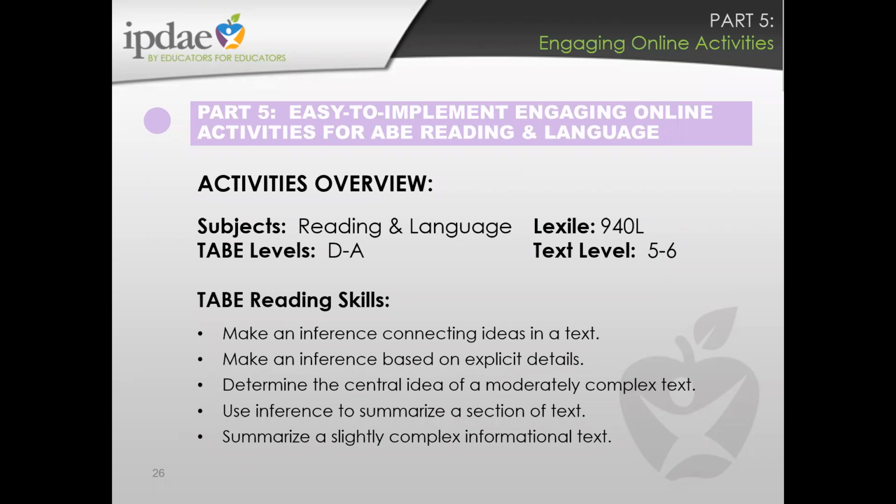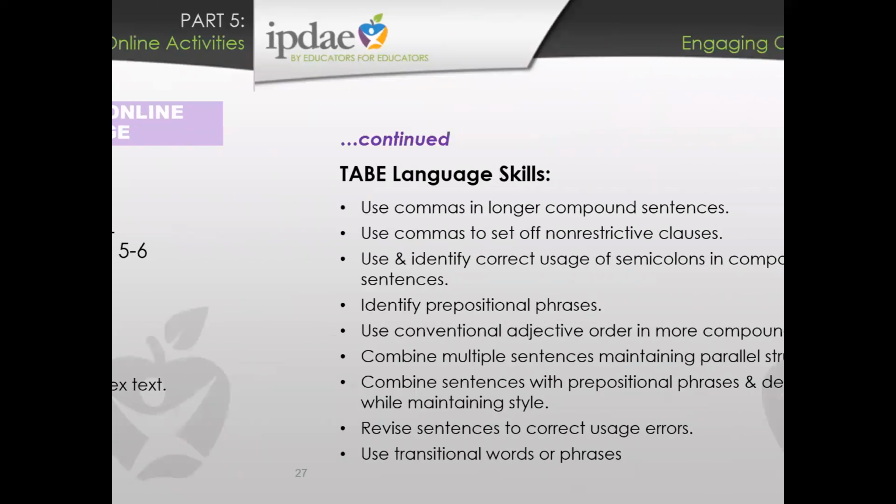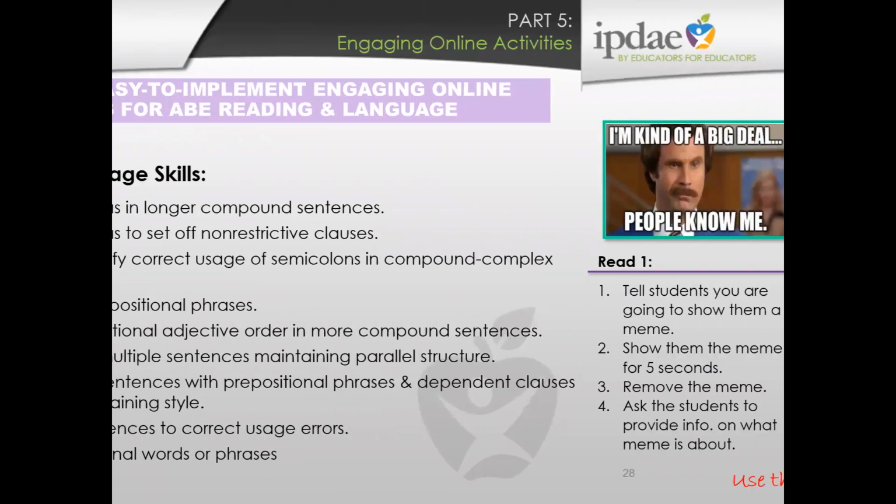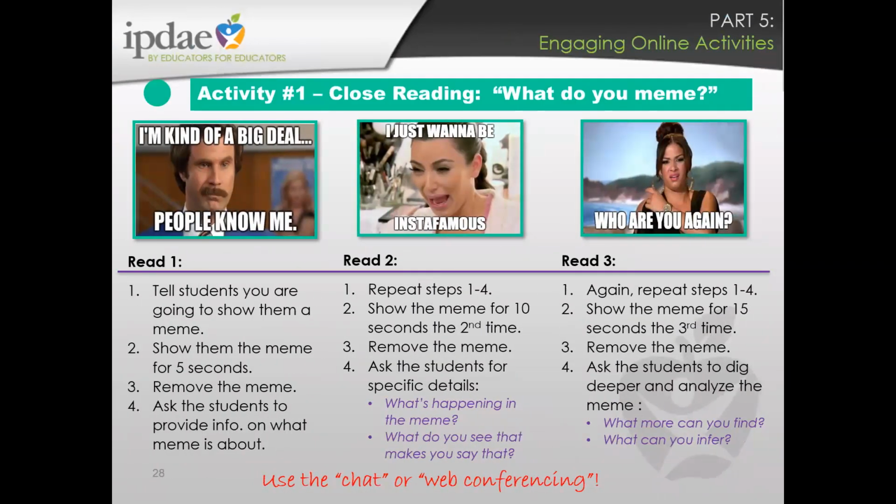Now, under reading, you can see that emphasis is placed on 5 tested TABE skills. And here, under language, you can see that the selected activities emphasize 9 tested TABE skills. So let's look at our first one. Activity 1 is a close reading activity that you'll do using a meme. It's a fun activity that can double as a warm-up one.